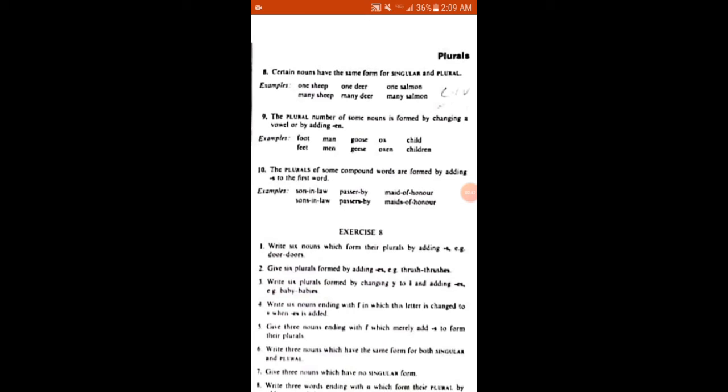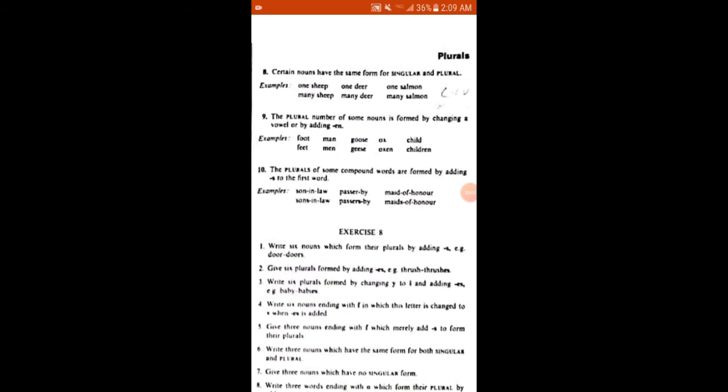Last but not least, point number 10 for forming plurals. The plurals of some compound words are formed by adding s to the first word. For example, son-in-law, there is only son written, that means there is only one man.